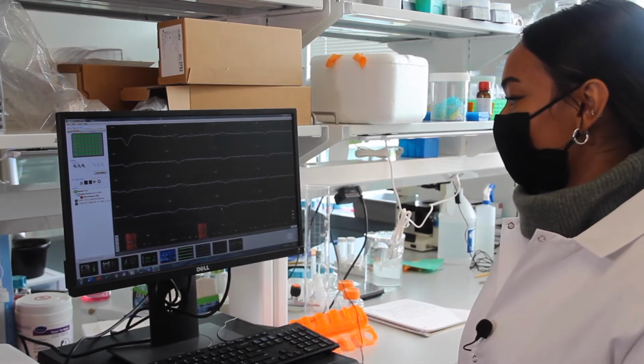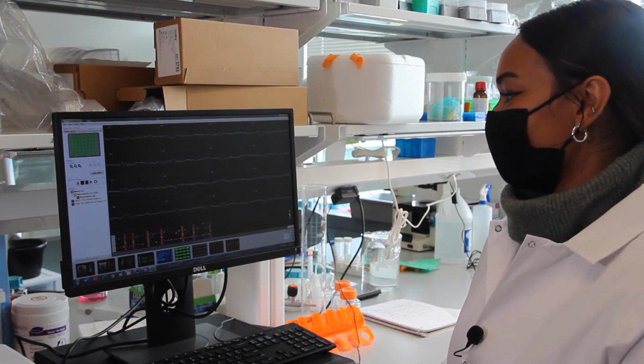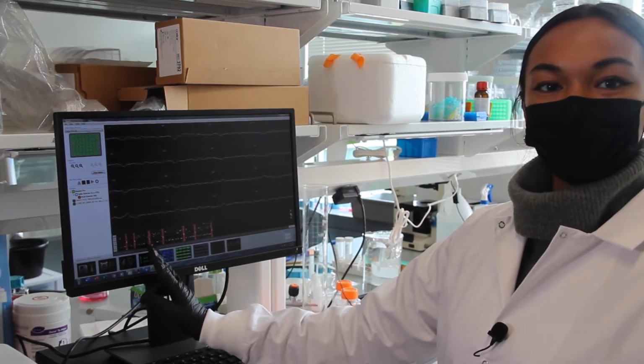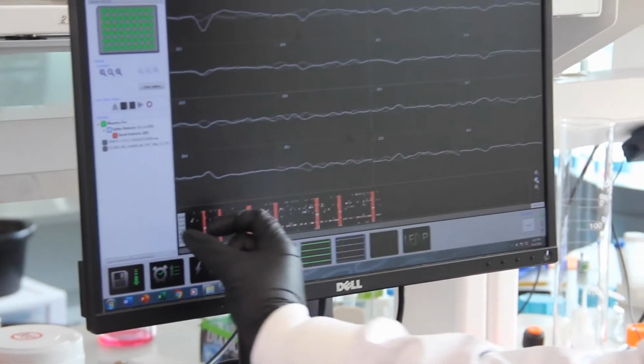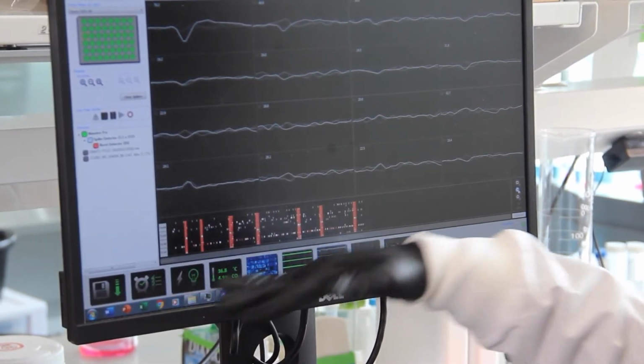And what we're going to be looking for in the end is comparing these network bursts, which are these red thick bars that happen along each of the 16 electrodes, which you can see horizontally.